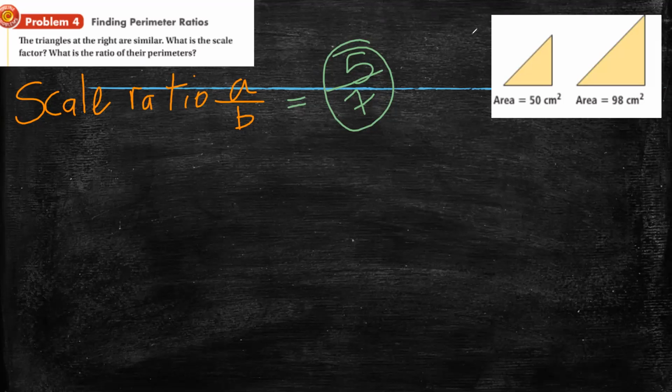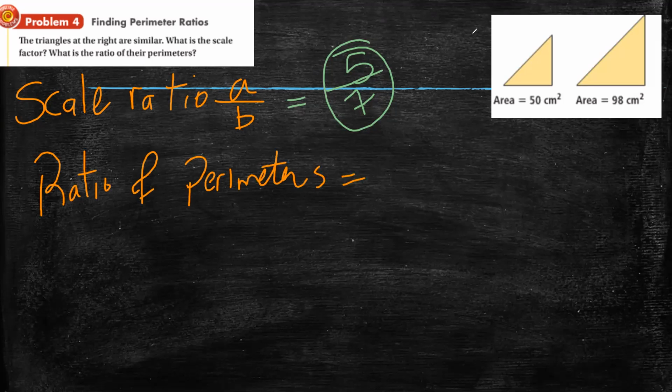Which is A to B, well, we found it like 5 over 7. So what is now the ratio of the parameter? It will be 5 over 7 or 25 over 49? 25 over 7. 5 over 7.